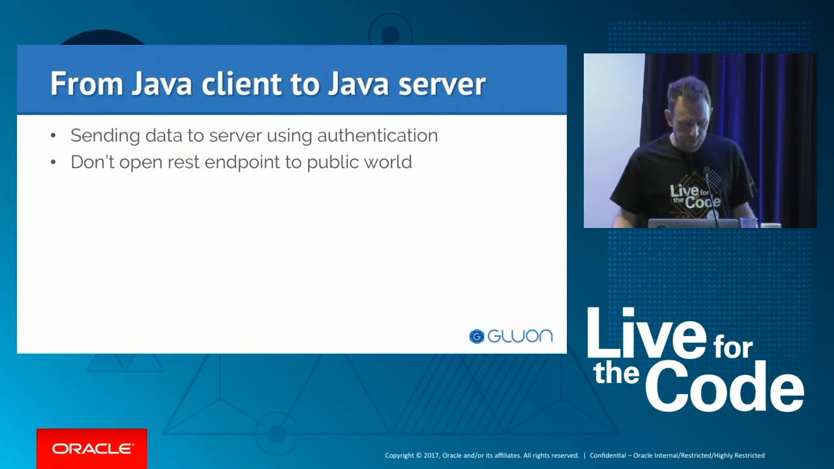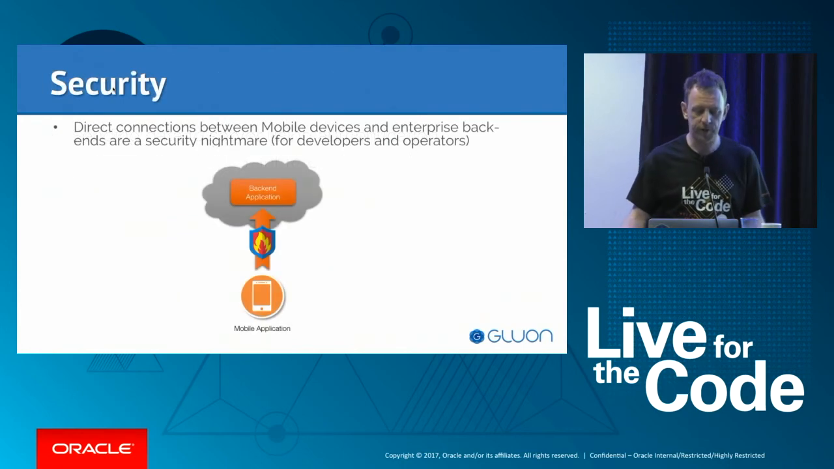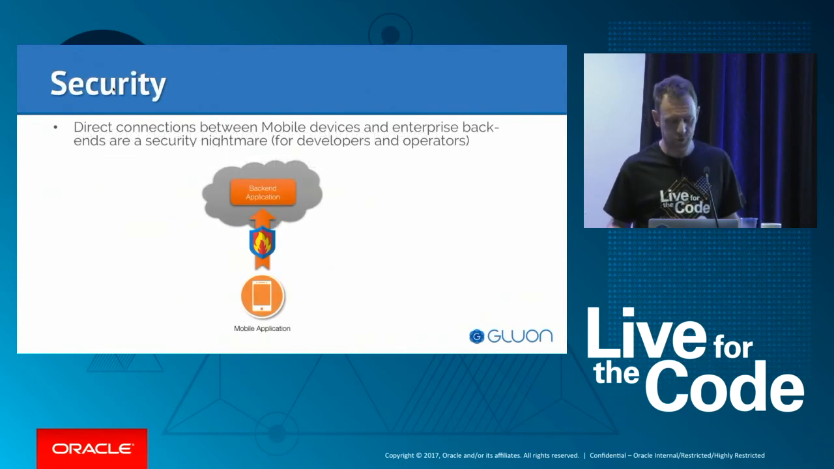So, sending data from the client to the server, as I said, it uses authentication, or it is recommended to use authentication. It is not recommended to open the REST endpoints on the server to the whole world, especially not if you're going to do mobile development. And many of the deep learning applications, or AI in general, will start from mobile applications because that's what users are increasingly using. But imagine if all those mobile applications are accessing your backend application. That would be a huge security risk.